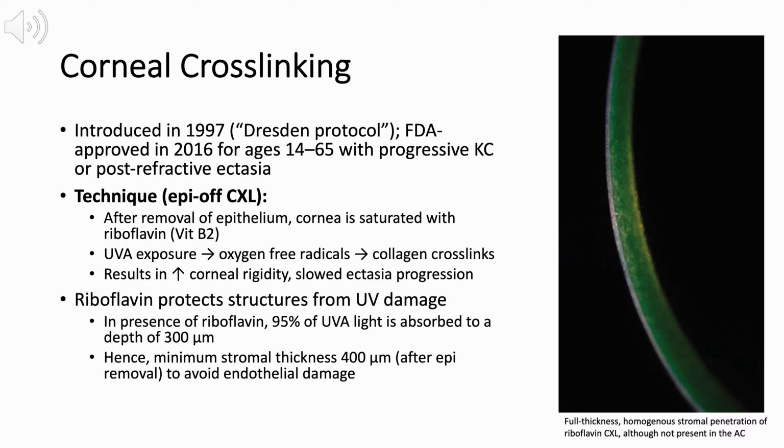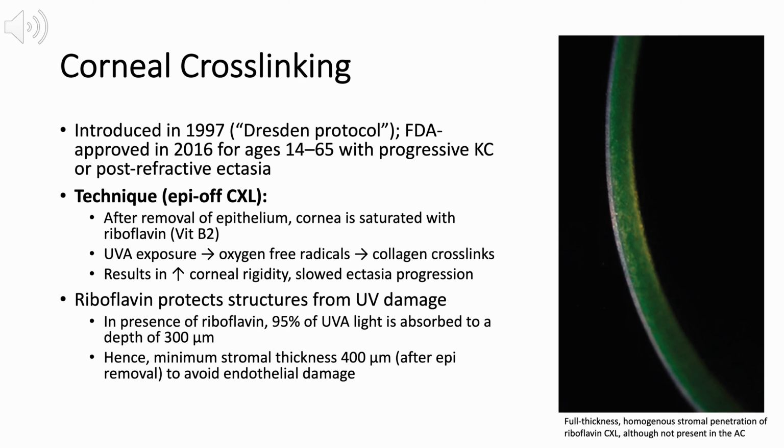Riboflavin plays a dual role, not only enabling the cross-linking process but also protecting deeper structures from UV damage. In its presence, up to 95% of UVA light is absorbed within the anterior 300 microns of the corneal stroma. To prevent endothelial injury, the minimum stromal thickness after epithelial removal must be at least 400 microns.